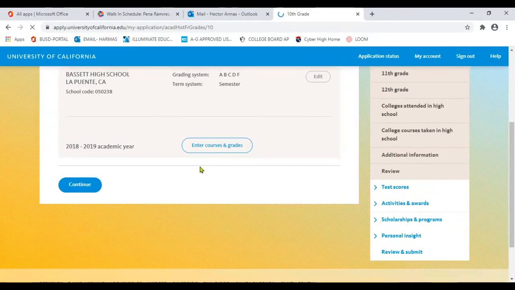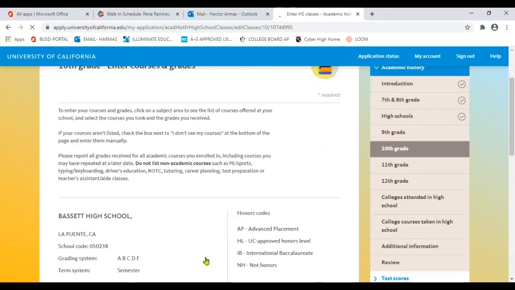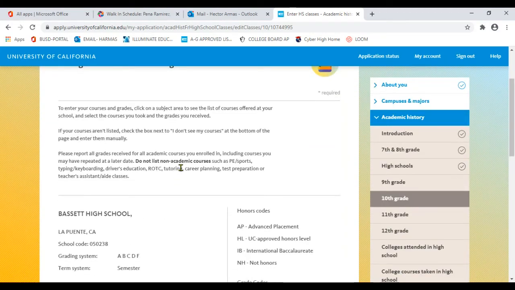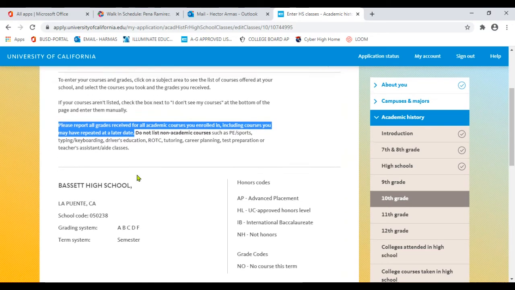Okay, enter the courses here for the 2018-2019 year. Now I'm going to go back and read this again to answer that question. It says, please report all grades received for all academic courses you enrolled in, including courses you may have repeated at a later date. So I think I'm going to answer that question here.